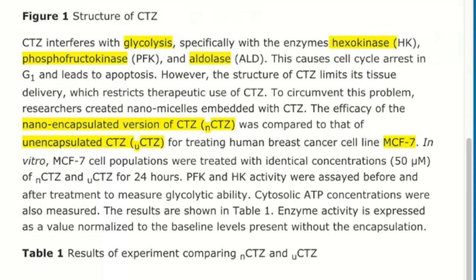In vitro, MCF7 cell populations were treated with identical concentrations, 50 micromolars, of NCTZ and UCTZ for 24 hours. PFK and HK activities were assayed before and after treatment to measure glycolytic ability. Cytosolic ATP concentrations were also measured. The results are shown below in Table 1. Enzyme activity is expressed as a value normalized to the baseline levels present without the encapsulation.